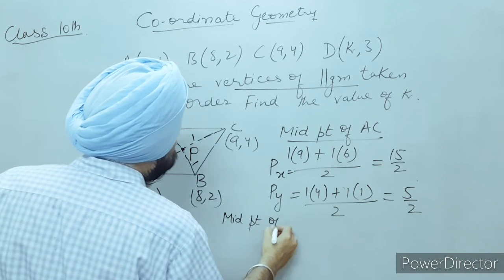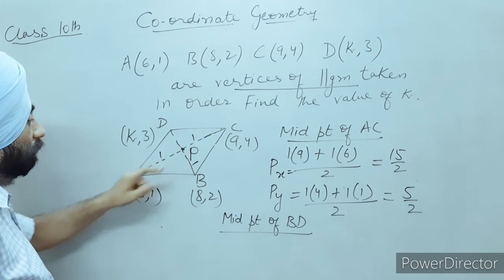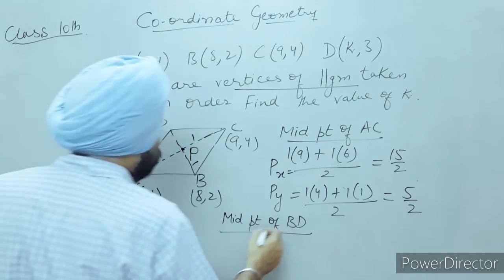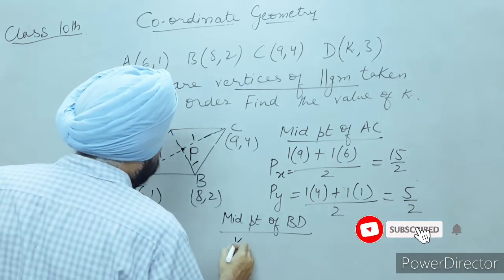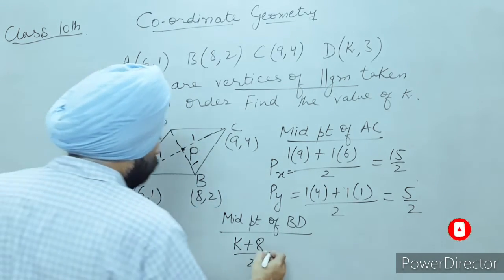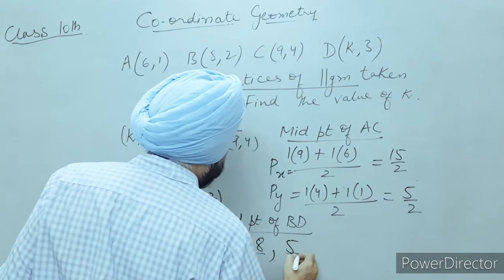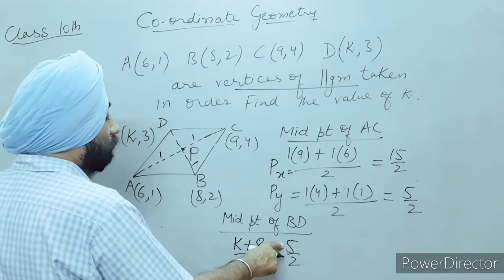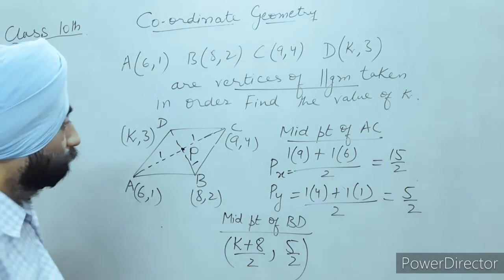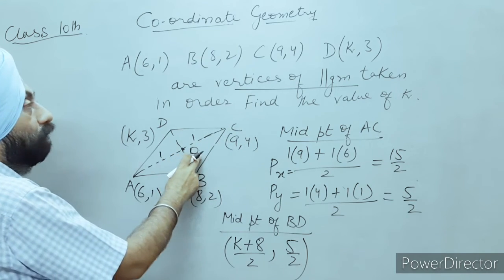Midpoint of BD. Now, again the ratio is 1:1. That is K plus 8 divided by 2. This is your abscissa, comma, ordinate will be 3 plus 2, that is 5, divided by 2, that is 5 by 2. This is the midpoint of BD. Now, this midpoint of BD and AC is the same point P.